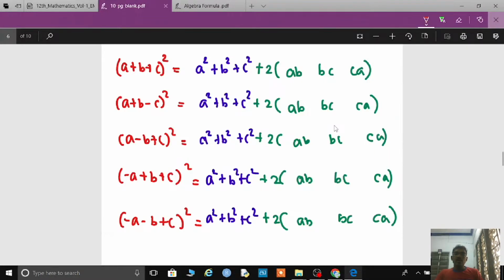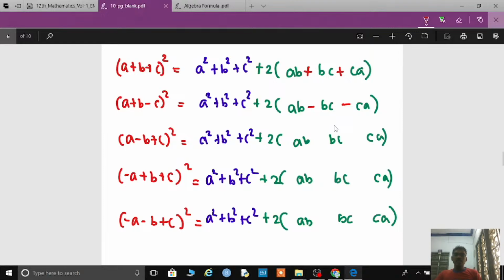Here a, b, c are all positive, so all the terms are positive: plus, plus. Here a is positive, b is positive, and c is negative. So be careful with the terms where c comes, they become negative. a, b positive, so positive; the plus is hidden here. What about bc? Here c is negative and b is positive, so plus into minus becomes negative. What about the last term ac? Here a is positive and c is negative, so it becomes minus.